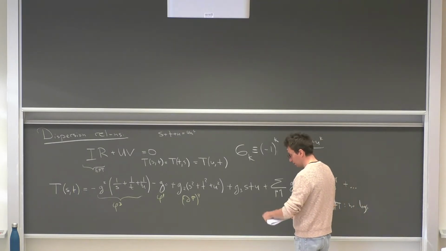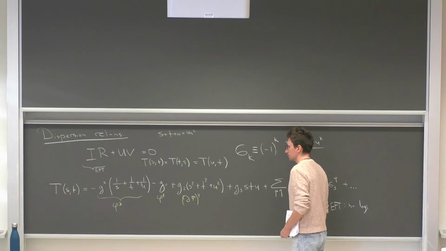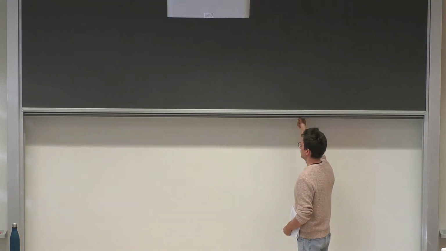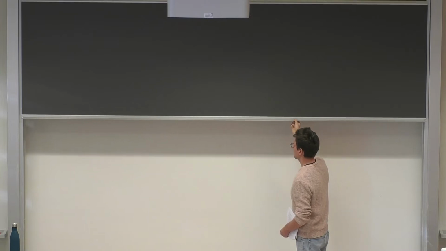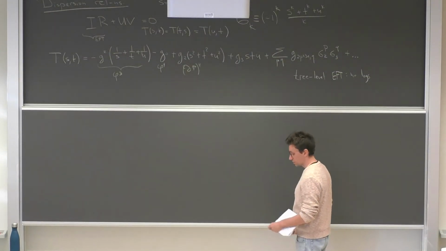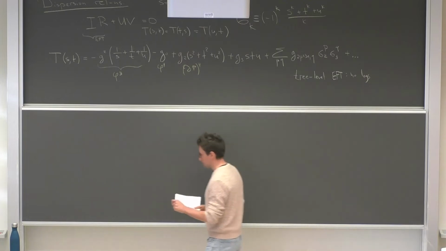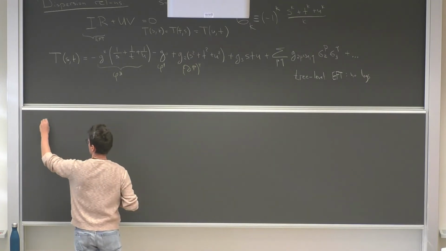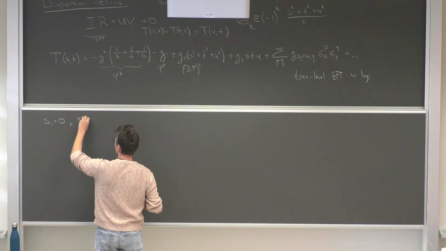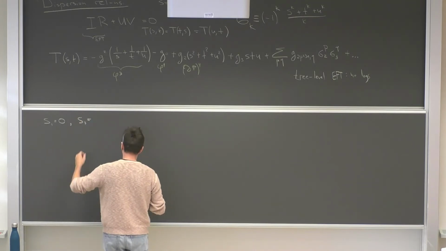Now, to proceed with this, let's write dispersion relations, the one we discussed yesterday. And remember, we had subtractions. So let me choose the subtraction constant s1 to be 0 and s2 to be minus t.